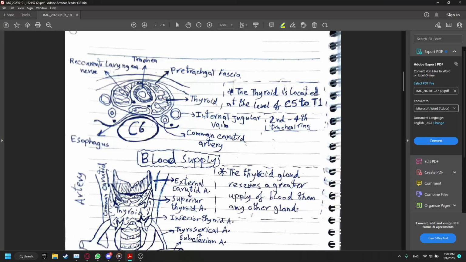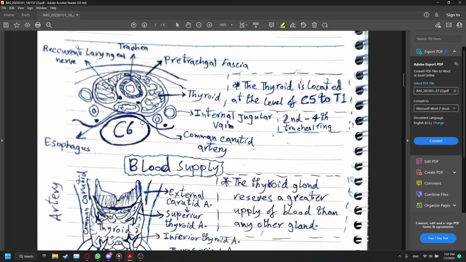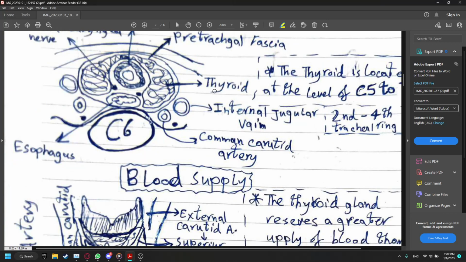So next page. As we said, second to the fourth tracheal ring. This is a question, don't forget about that. C5 to T1 vertebral level. So this is another question. Again, pay attention. One of the spotter questions asked, what is the name of this vein? And the answer would be the internal jugular vein, right?